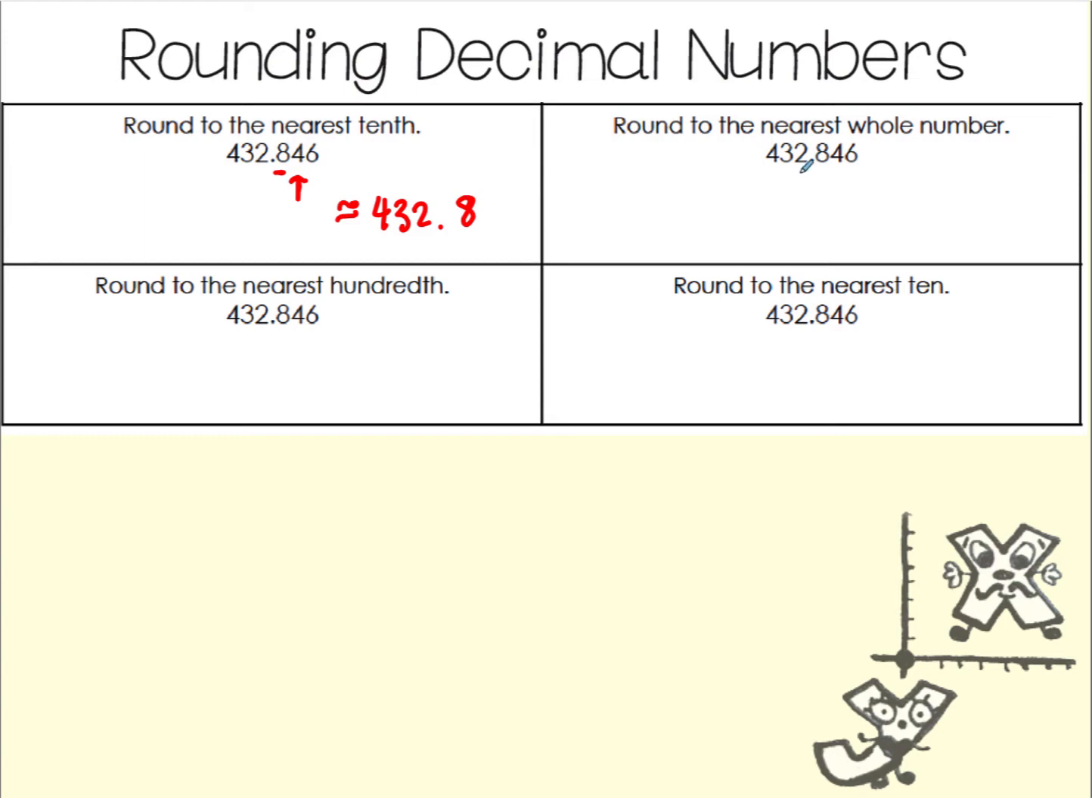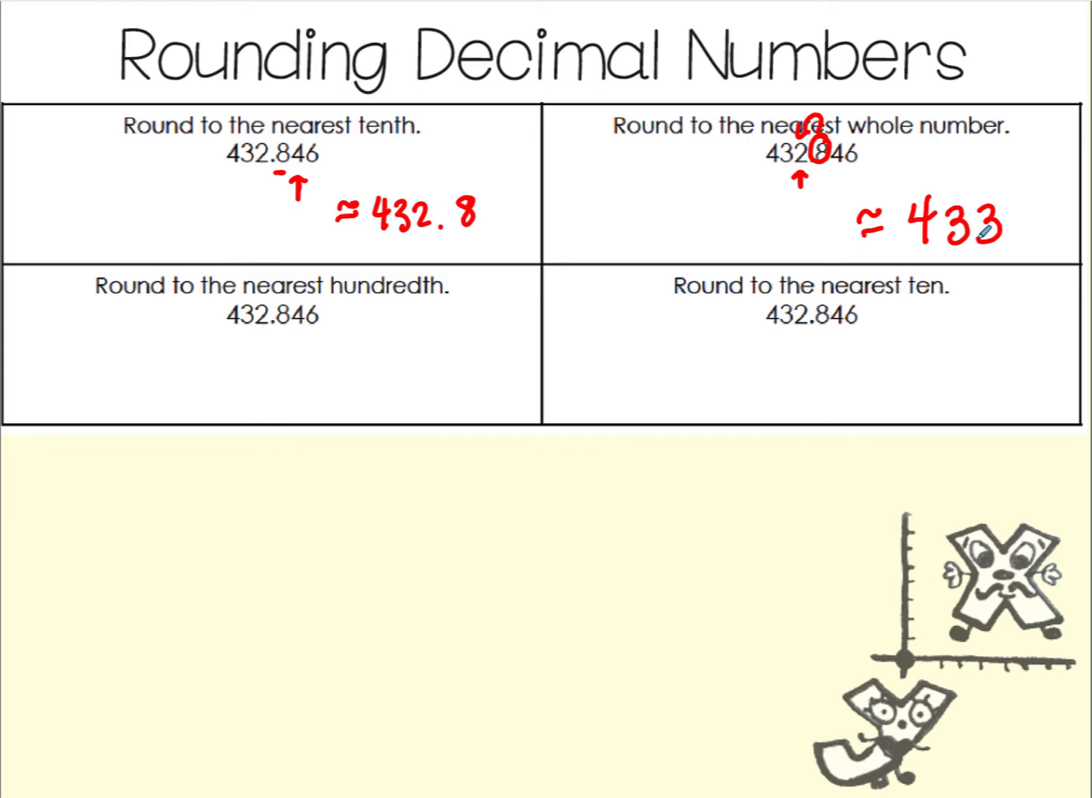Okay, next one says round to the nearest whole number. Well, the whole number part is going to be the ones place. So I look to the right and I see it's an 8. So the 8 tells me to go up, because remember, 5 or more, raise the score. So that 2 is no longer going to stay at 2. It's going to go up by 1. So I get approximately 433. So 433 would be the number rounded to the nearest whole.